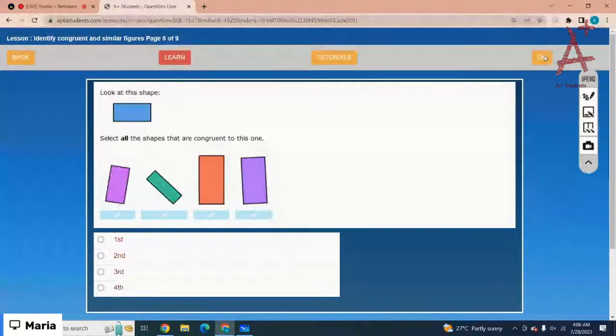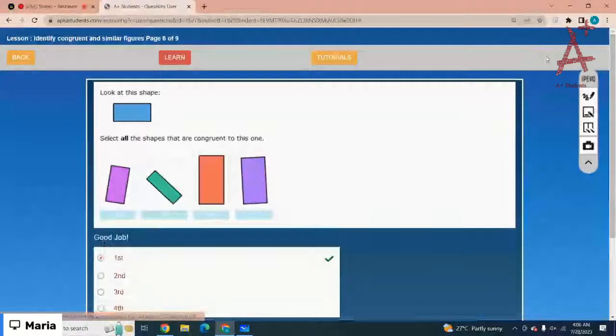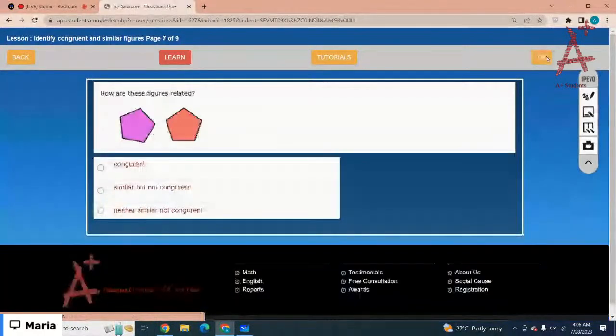Look at this shape. Select all the shapes that are congruent to this one. So which shape is congruent to the given one? Only the first one. The rest of the shapes are not congruent. So only the first one is congruent. How are these figures related? Which is the correct option? They are congruent. So the correct option is congruent.